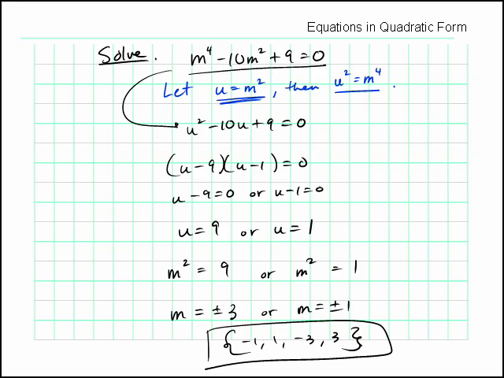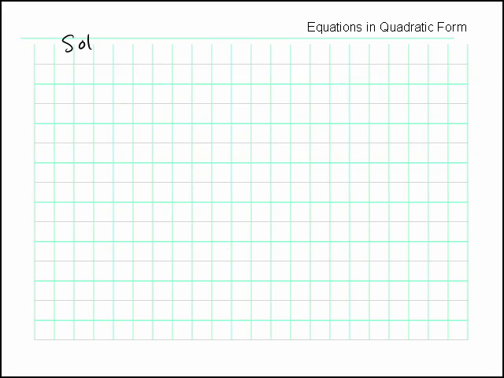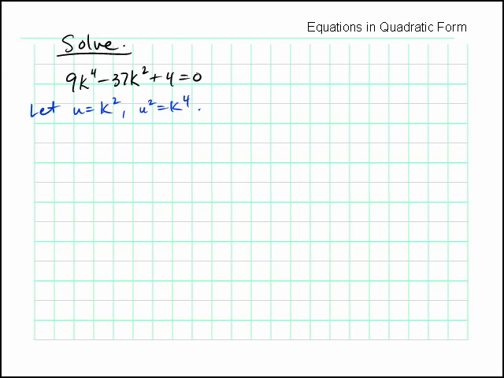Here's another. Solve 9k to the fourth minus 37k squared plus 4 equals 0. Once again, I'm going to make my substitution. I'm going to let u equal k squared this time, and that way u squared would be k to the fourth. And if I do that, it's very similar to the last two examples that I did. My equation becomes 9u squared minus 37u plus 4 equals 0. Okay, now I think I can solve this by factoring. Let's see if we can do it here.